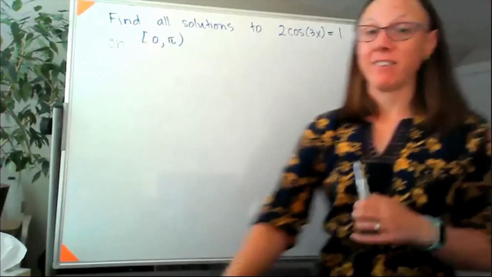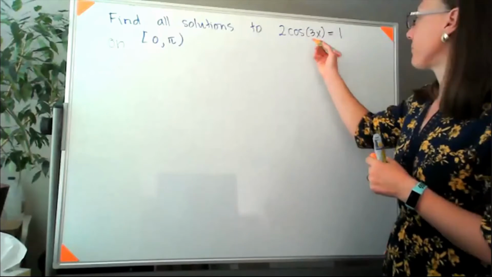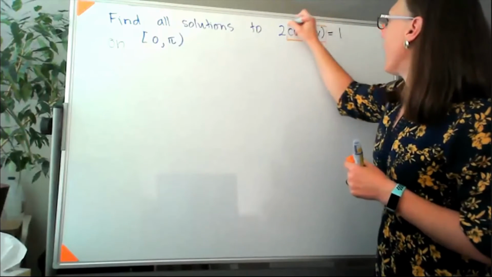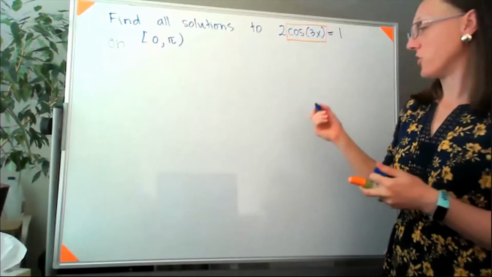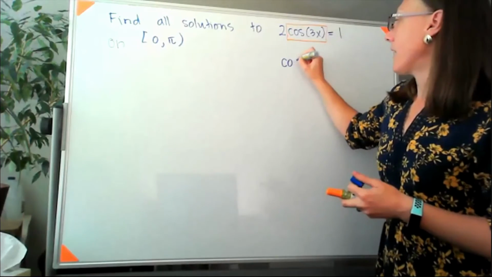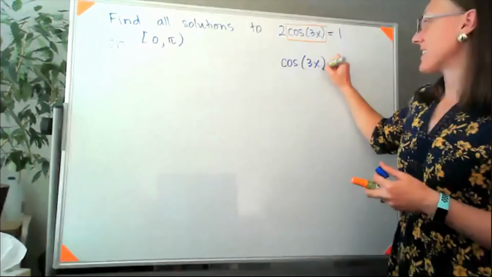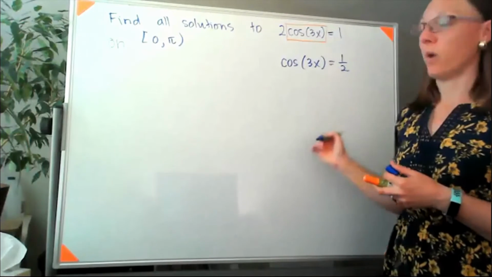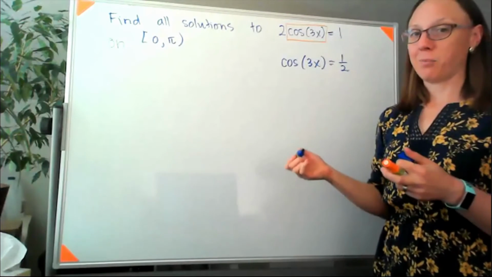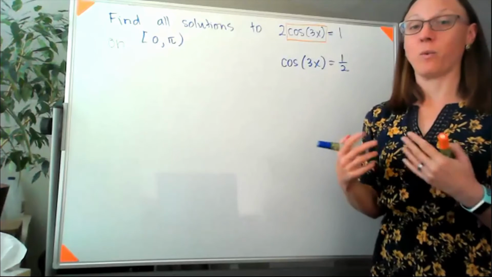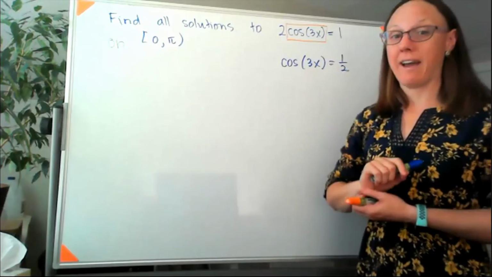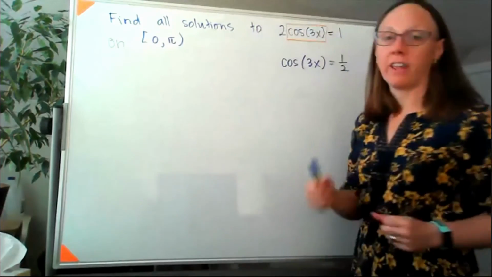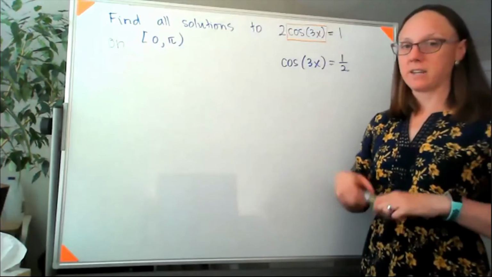But here I just have a single piece. Since I just have a single trig piece, I want to isolate that trig piece by itself. So I'm going to divide both sides by 2. Then I'd be looking at cosine of 3x is equal to 1/2. My next step is to identify what the reference angle must be if cosine is equal to 1/2. If you got your unit circle handy or memorized, great.